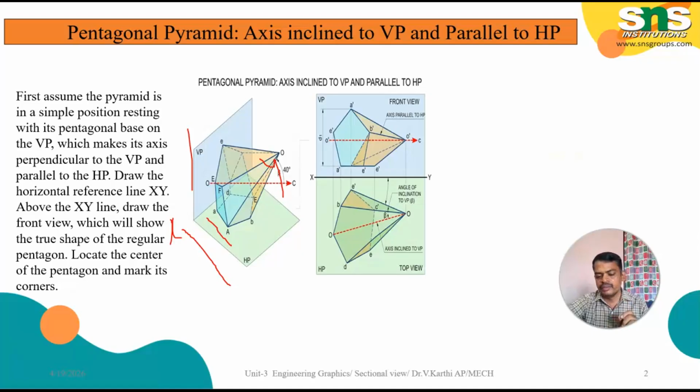Step 5: project the final front view. Draw projectors upward from the rotated top view. Take heights from the original front view. Mark the new apex on the base points. Join edges carefully.